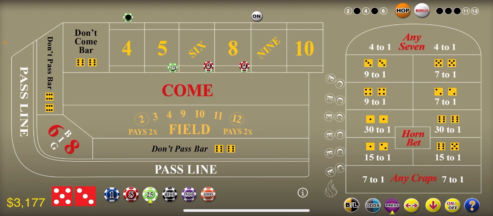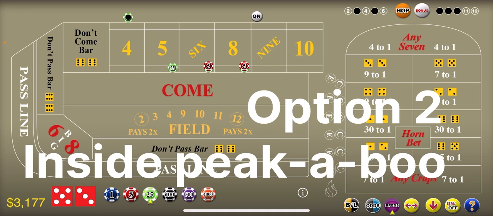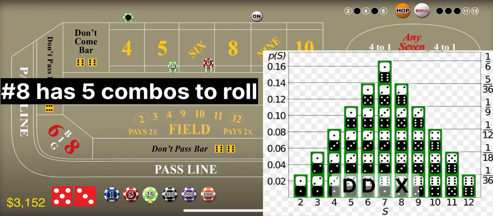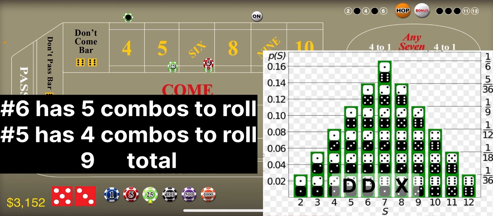$177 with 110 out there. We could start pressing again. What I would tell the dealer is to put my 8 on the 6 and press my 5, $25. We removed 5 combinations to win, but we doubled the amount we could win on 9 combinations.